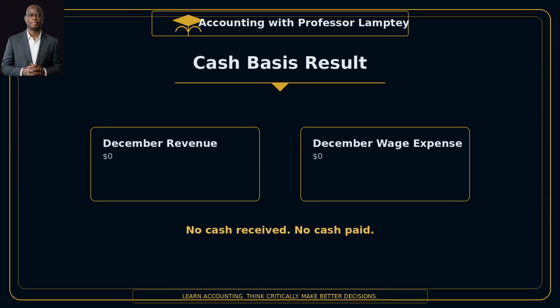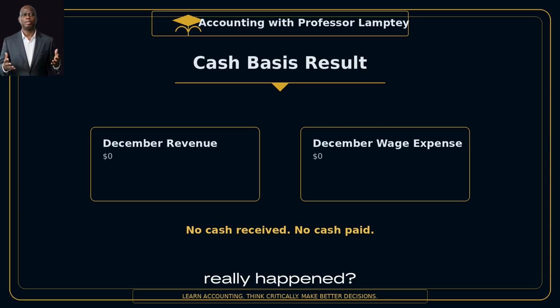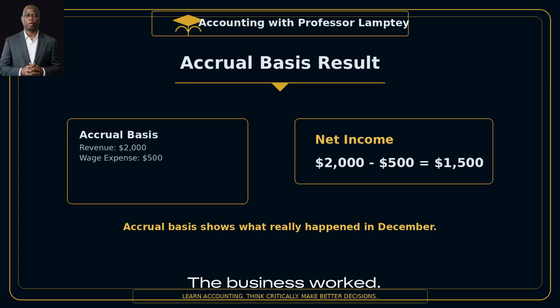Under the cash basis, what happens in December? No revenue is recorded because cash was not received. No wage expense is recorded because cash was not paid. So December may show zero revenue and zero expense from these activities. But is that what really happened? No. The business worked, the employees worked, the revenue was earned, the expense was incurred.